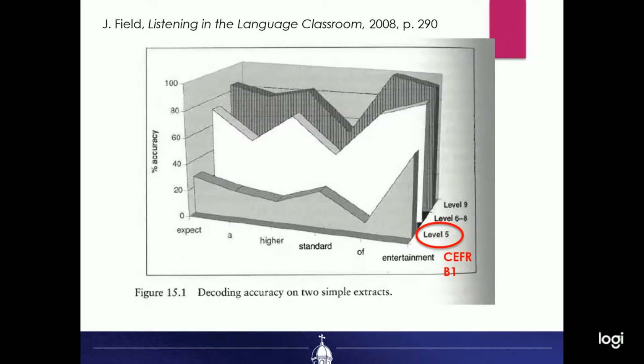Here's another example. This one is actually 6 words. 2 of them are very small function words. Expect a higher standard of entertainment. So obviously entertainment is the word that is most likely being recalled, and that's probably because that's a content word, right? And it's the last word that they heard. But still, they're only able to recall that with maybe 50% accuracy, and then these other words are even lower.